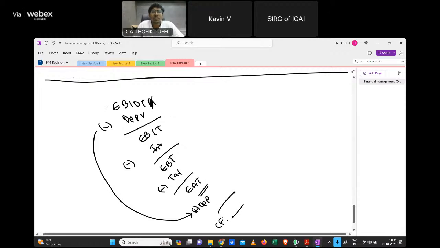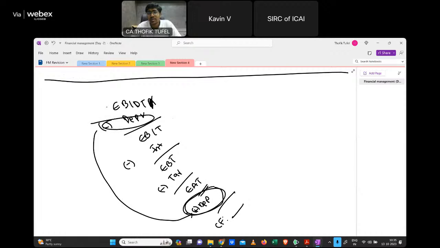Now many people ask this question: what is the logic? Here you are reducing depreciation, and here you are adding depreciation. What is this adjustment? It is because we have a tax adjustment here. Whenever we have depreciation, we get a benefit, that is the tax shield on depreciation. Because of depreciation, our tax is getting reduced.